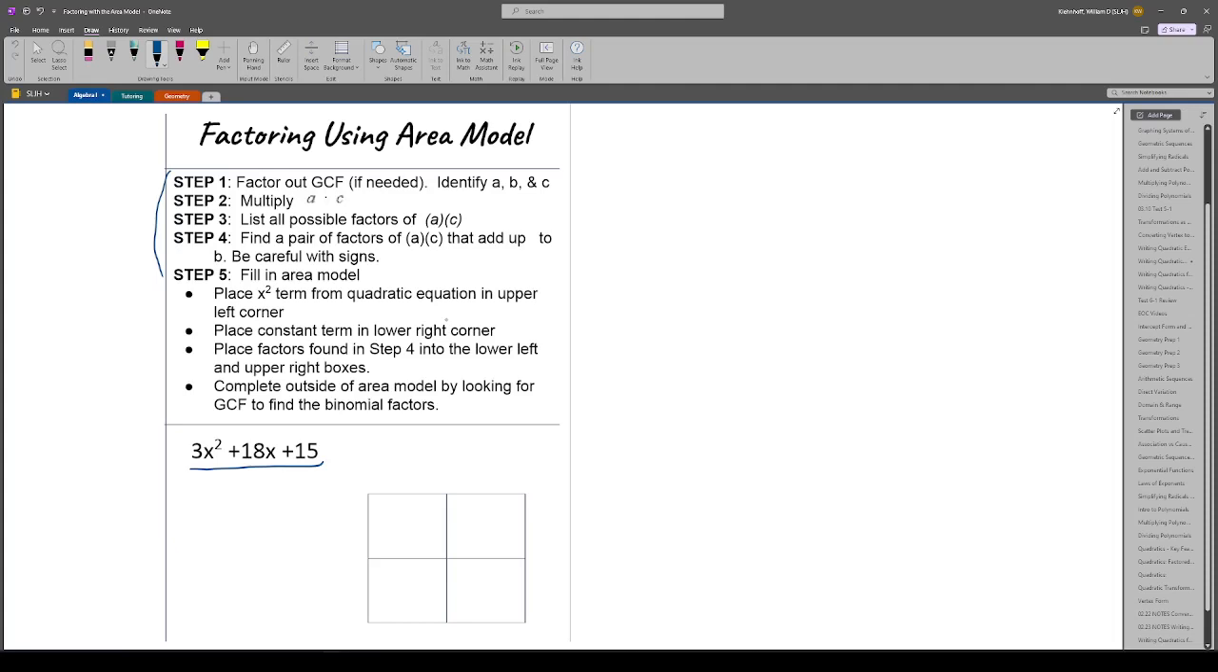So step one, we're going to take this and factor out a greatest common factor if there is one. And you can probably see that with 3, 18, and 15, we're able to factor out a 3, and we'll be left with x squared plus 6x plus 5. You have got to do this GCF step. As we've said along the way, it's the most commonly forgotten thing, and if you don't do it, then your final answer won't be right because it won't be fully factored.